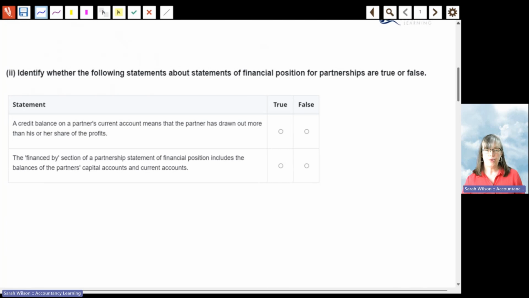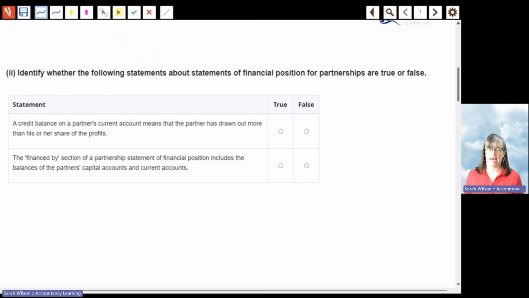In part 2 then, we are asked to identify whether the following statements about statements of financial positions for partnerships are true or false. The first statement we are given is a credit balance on a partner's current account means that the partner has drawn out more than his or her share of the profits.